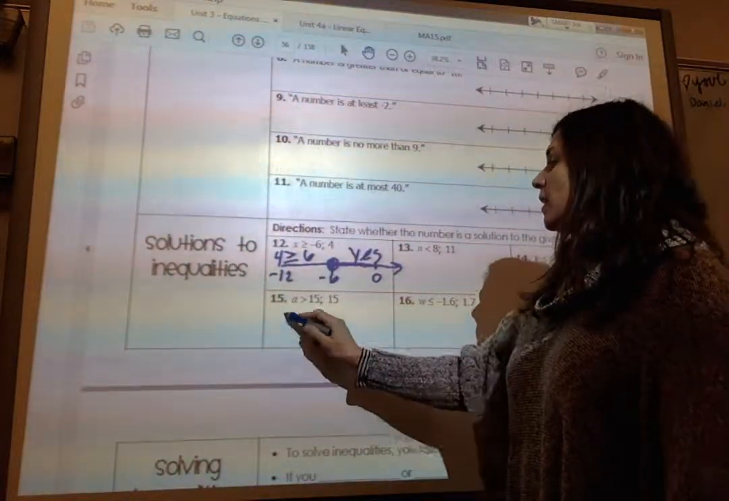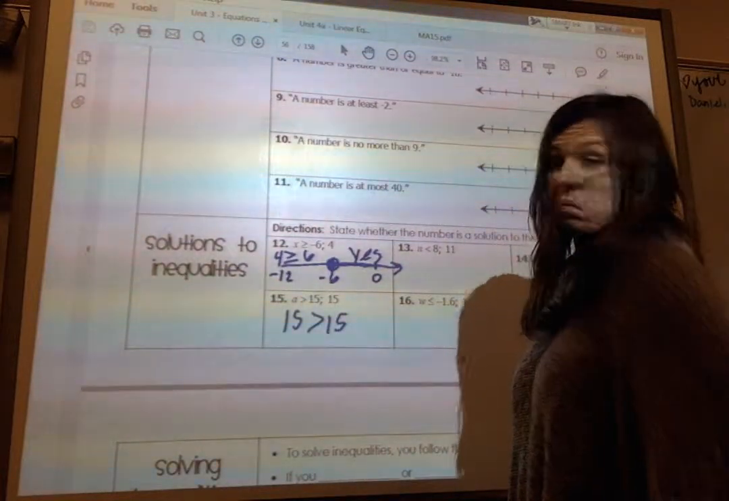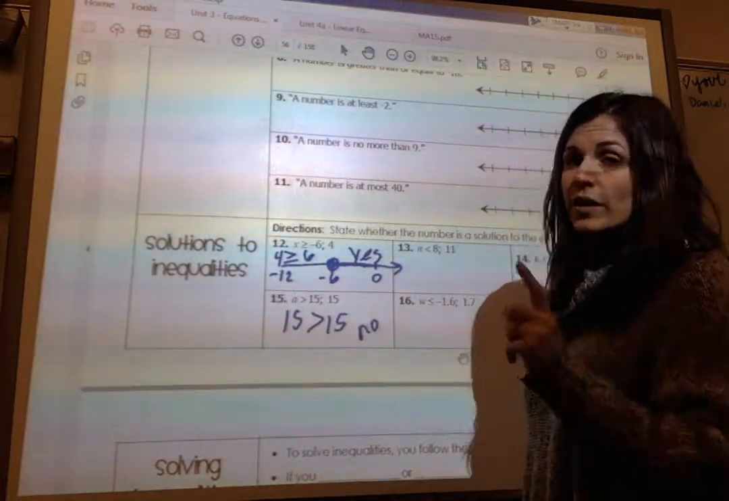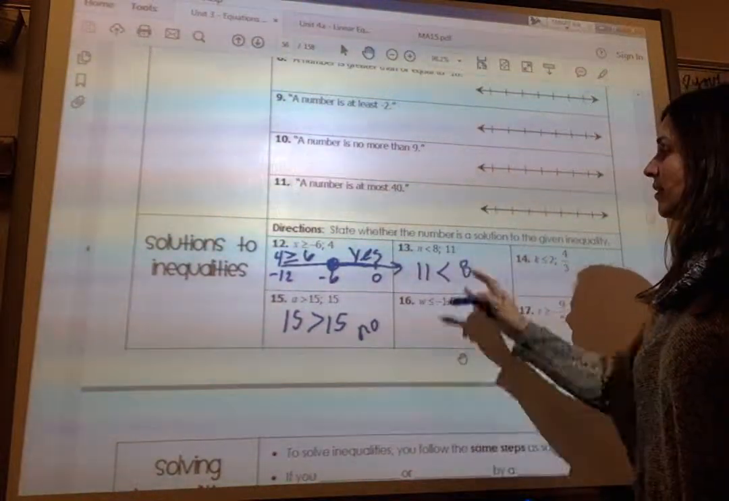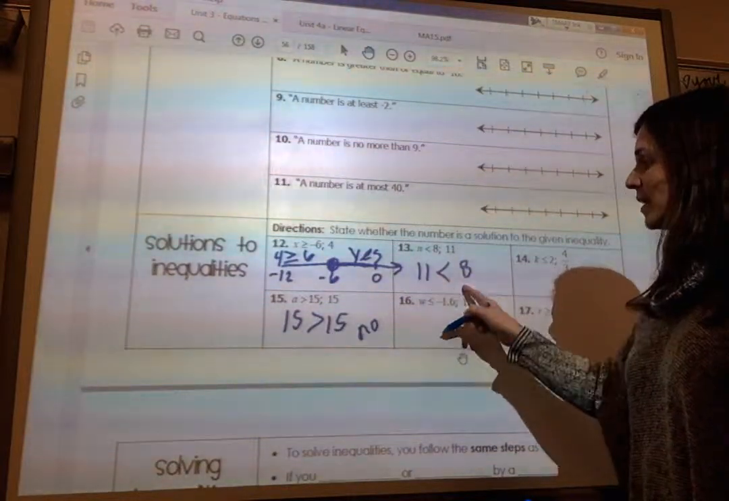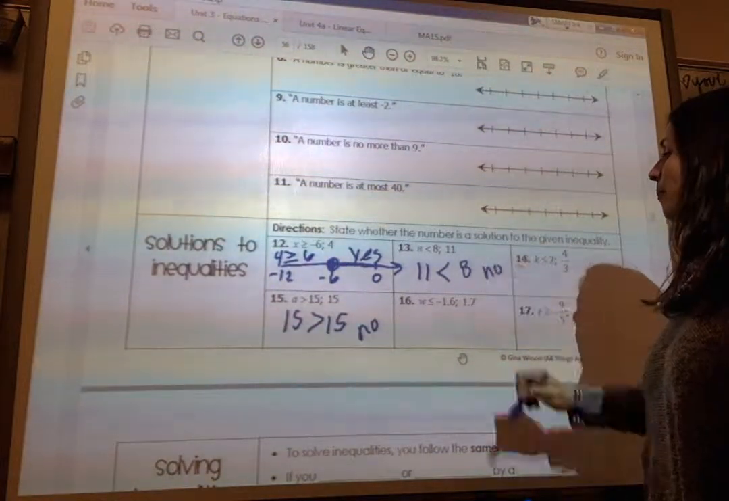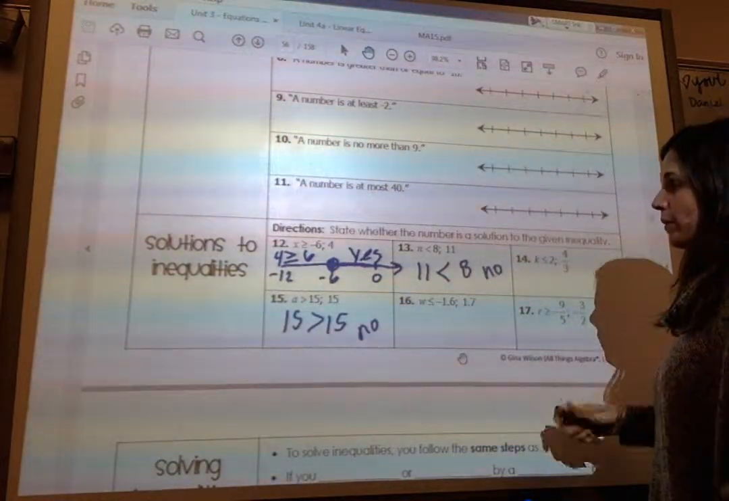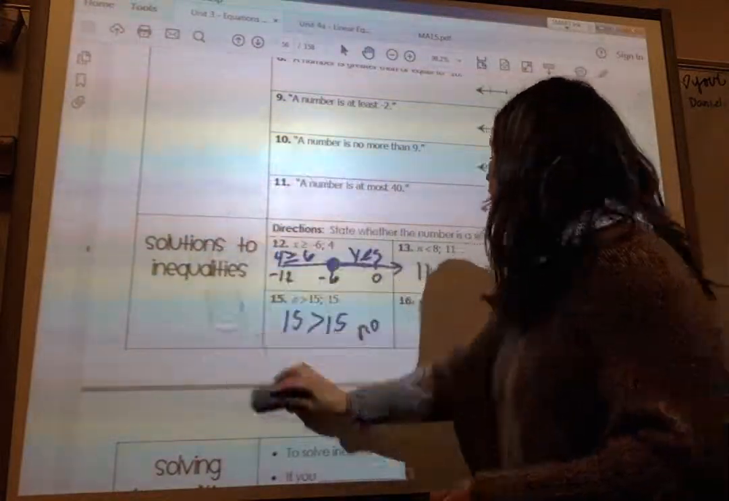Look at number 15. Is 15 greater than 15? No, it's not. It's equal to. It's not greater than. Is 11 less than 8? So I'm plugging in that number 11, and I'm seeing, is this inequality statement true? Is 11 less than 8? No, it's not. So that's how we would do these when we're testing to see, is it a solution to the inequality?